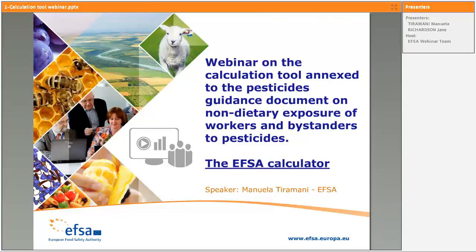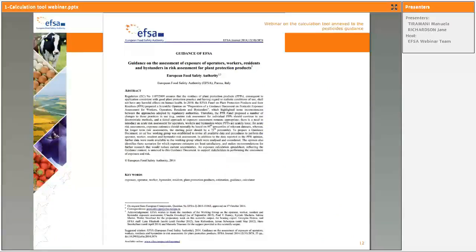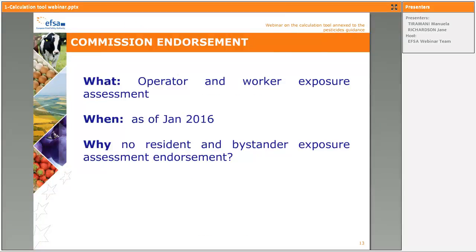So I will bother you a bit now with some background of the guidance, for those of you that are not maybe familiar yet, or haven't followed very much the preparation of the guidance and the calculator annexed to the guidance. I remind you that, as Jane said, the calculator is the main subject of the webinar today. Here is the guidance. You have probably seen it on our website where it's published. It was published 1 year ago.